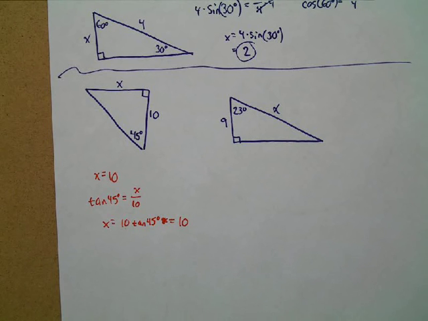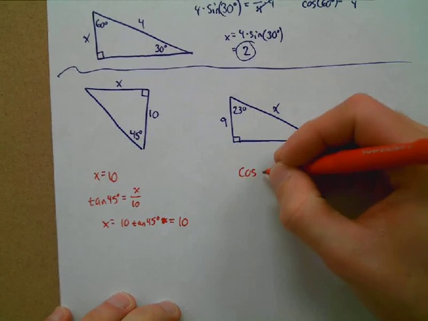All right, and then how about Jonathan for the next one here? What'd you get for this one? I got 8.2. Okay, so how did you set it up? What trig ratio did you use here? Cosine. So you said cosine of 23 degrees equals, careful, it's adjacent leg over the hypotenuse. What side's the hypotenuse here? X. So it's going to be 9 over x.